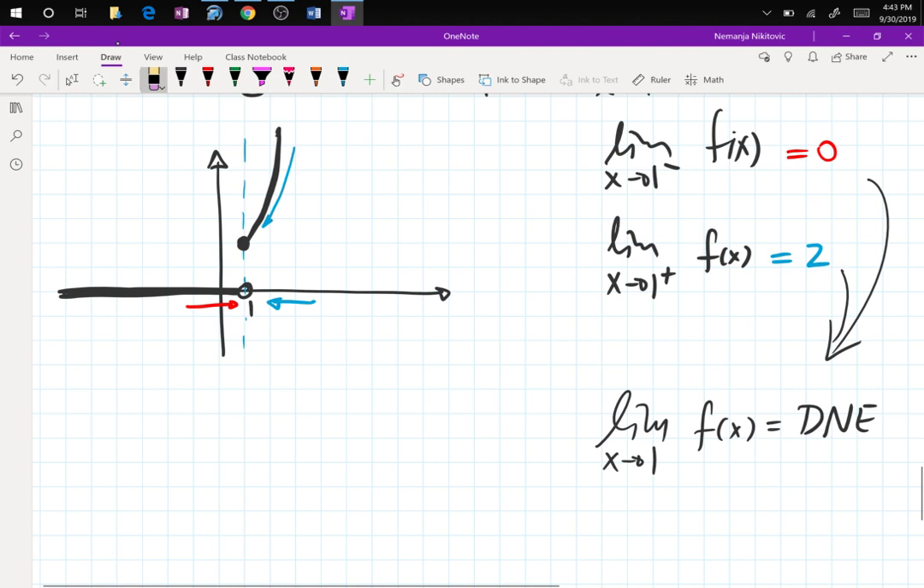So piecewise functions can click together, or they can be disconnected. You have to look at each piece, the one-sided limits, and if they are the same value, meaning they click together, then the overall limit is that value. And if they are disconnected like this, that means there is a jump. We call it a jump discontinuity, which means the limit does not exist, and that's the end of the story.